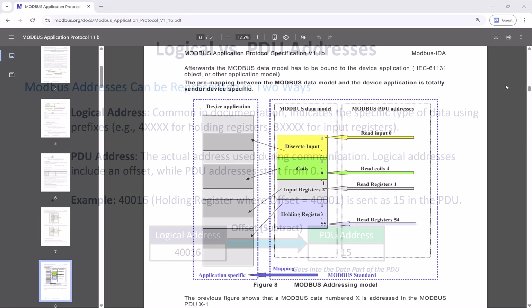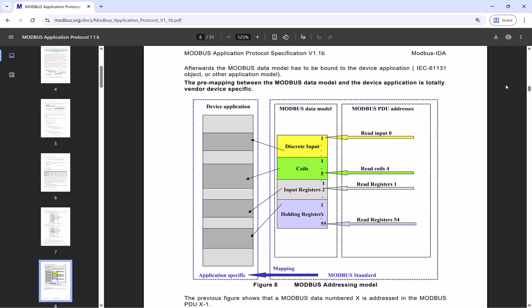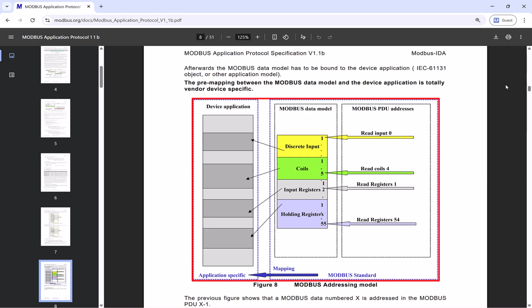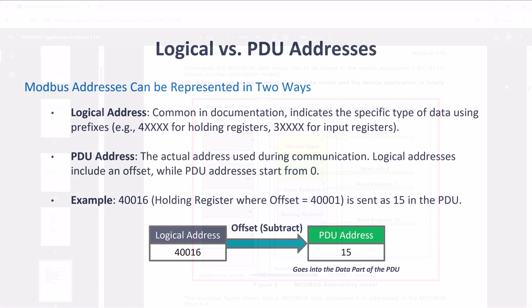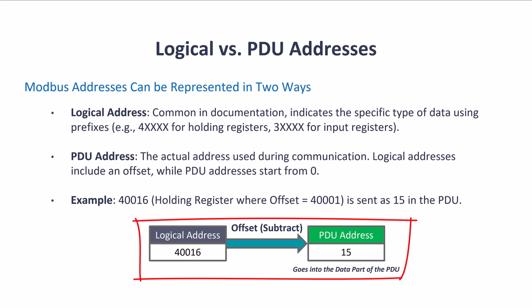According to modbus.org, the offsets, or pre-mapping, between the Modbus data model and the device application is totally vendor device specific. This means manufacturers can have slight variations in how logical addresses are organized and mapped to PDUs, making it important to understand each vendor's conventions. In short, logical addresses are what you'll use for reference, but actual communication on the wire relies on PDU addresses.